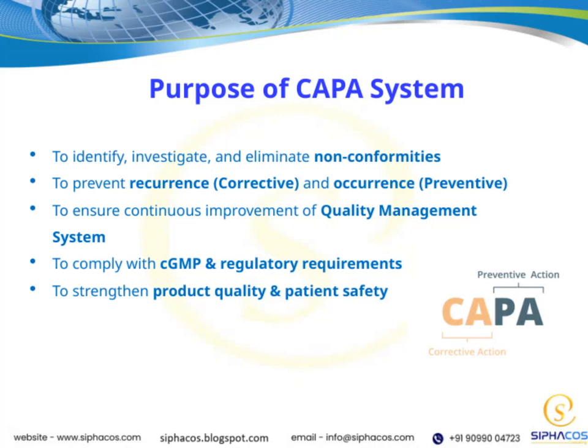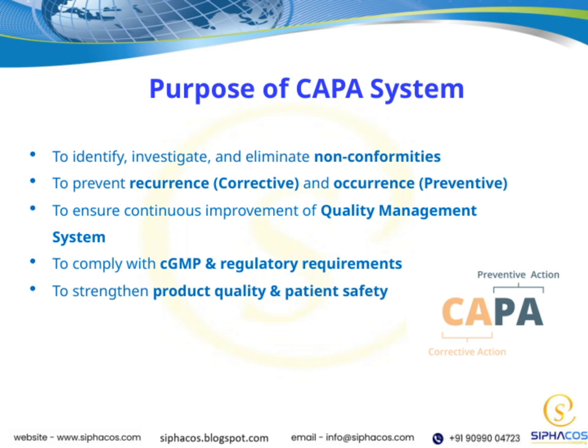The purpose of the CAPA system is really centered around identifying, investigating, and eliminating nonconformities that we encounter in our processes or products. It's about making sure we address issues thoroughly so they don't just happen again. We do this not only to correct problems, but also to prevent their recurrence through effective corrective actions, and to prevent potential issues before they even occur with preventive measures. This system plays a crucial role in the continuous improvement of our quality management system, helping us to stay ahead and enhance our overall quality standards.